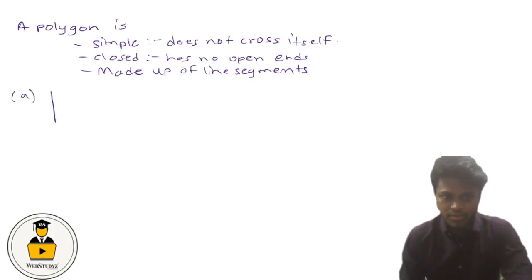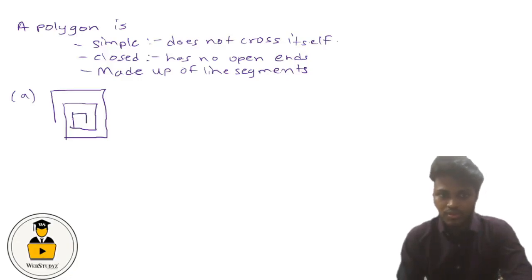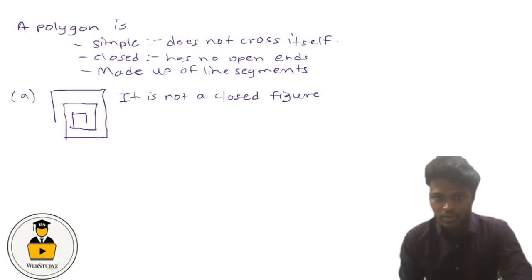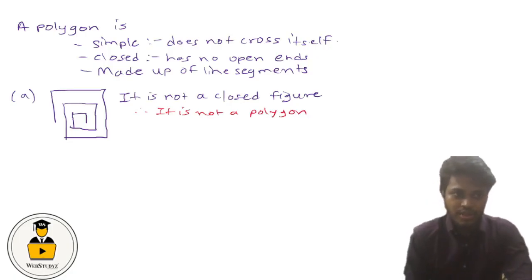Now let us consider the first diagram. The first figure is something like this. So we can see that it is not a polygon because this figure is not closed. That means it has open ends. So it is not a closed figure. Therefore, it is not a polygon.